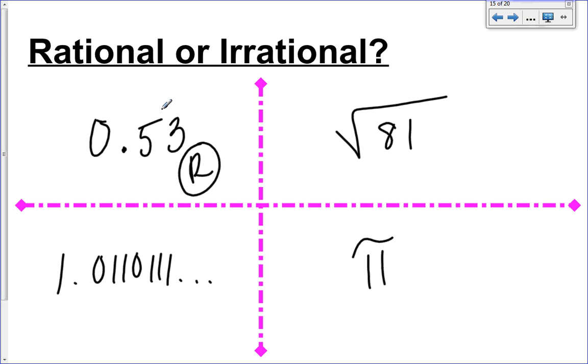Square root of 81, rational or irrational? Well, the square root of 81 is 9. 9 is a whole number. It can be written as a fraction, so it's rational.